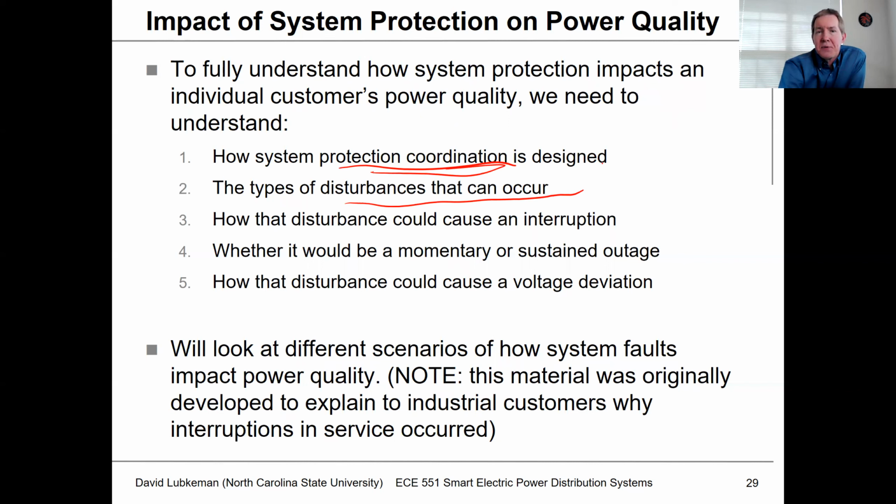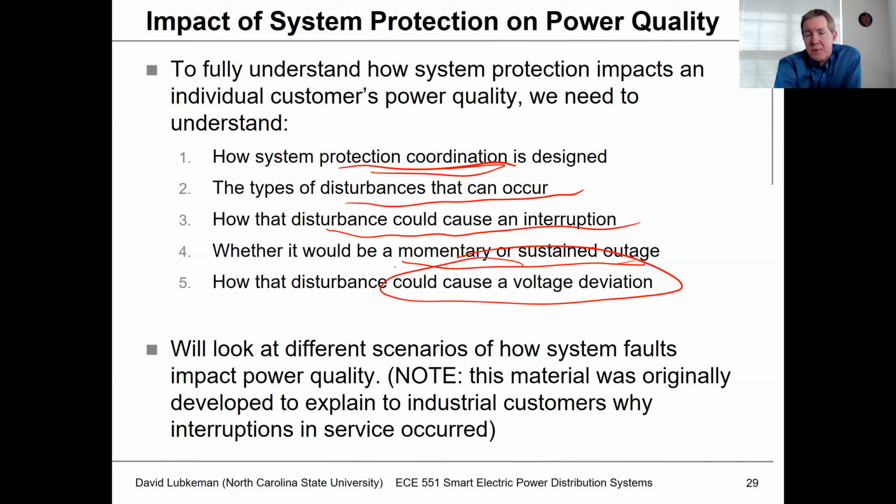You have to look at the types of disturbances that would likely occur. And you've got to figure out, first of all, is that disturbance going to cause an interruption? Is it going to cause a breaker to operate to try to clear, say, a temporary fault? You've got to look at whether, depending on the fault location, it would be just a momentary outage or maybe even a sustained outage. And then you've got to look at to what extent this disturbance can cause a voltage deviation and a voltage sag. So you almost have to draw the system out and conceptualize how the protection operates, similar to what we did when we were doing the reliability calculations.